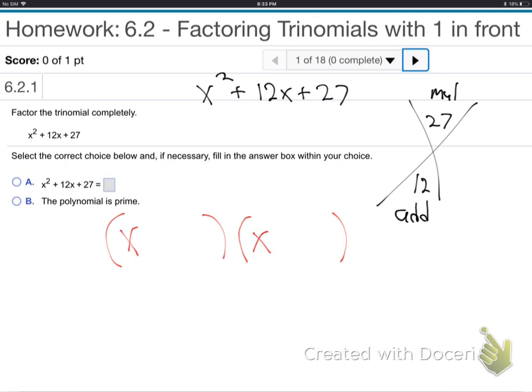It's always like that. Two parentheses, X is in the front. Now I'm just looking for these numbers that go in the back that would multiply to be 27 and add to be 12. What times what?